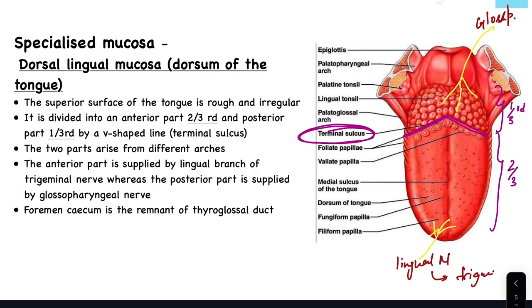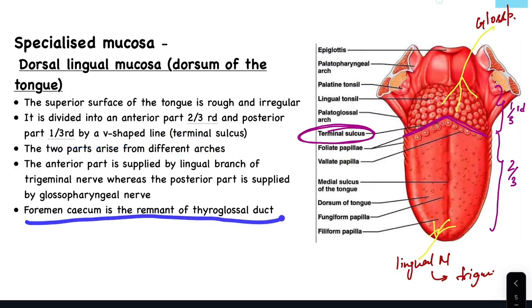Okay, and why do they have different nerve supplies? So that both the parts originate from different arches. We all know that in embryology, when we have a developing embryo, it is divided into various arches, and then each arch forms something else. So these two parts are formed from different arches. That's why they have different nerve supplies. They arise from different arches.